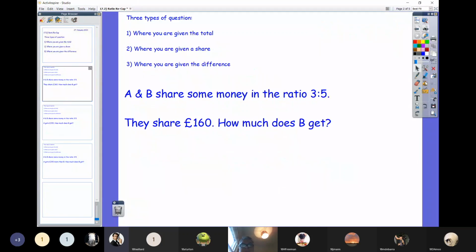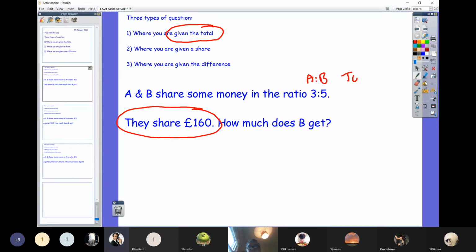The first one is when they give you the total amount, when the question is worded so that they give you the total. So here we're told that A and B share some money in the ratio 3:5, and they share a total of £160. So where the question involves a total, you need to work out the total number of shares. So A is the first person, B is the second person, so the total number of shares is obviously 3 plus 5 equals 8. So there are 8 shares. So that £160 is being shared across 8 shares.